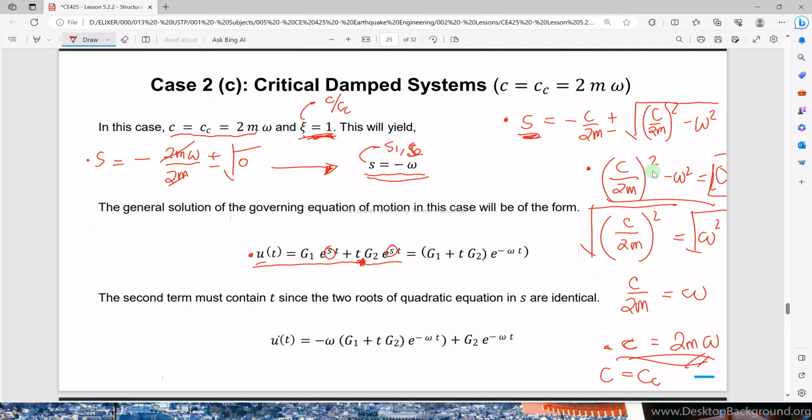So, for this solution, we just come up with this one: u of t is equal to g1 e to the st plus t g2 e to the st. And since we have our common term here, the e to the st, and then we substitute the value of s, which is negative omega, then we will arrive with this equation.